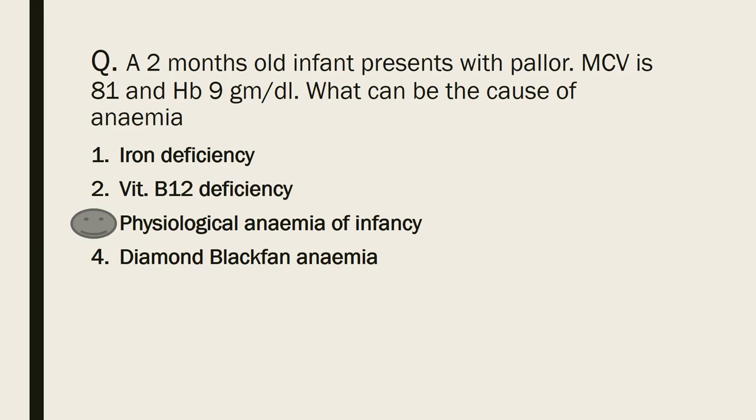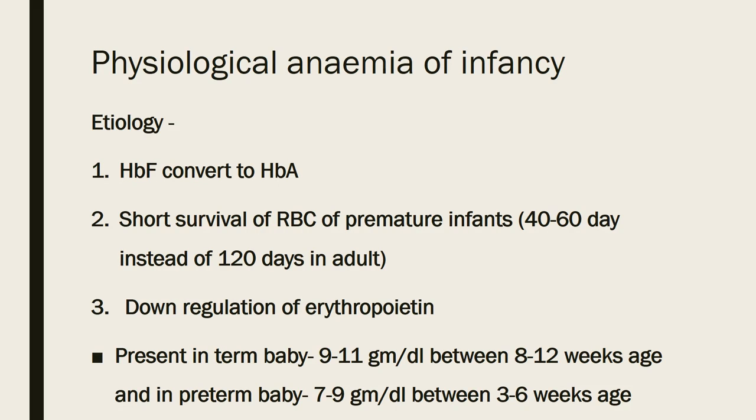Answer is physiological anemia of infancy. Physiological anemia of infancy is due to hemoglobin F converting to hemoglobin A and the short survival of RBCs of premature infants. It is 40 to 60 days instead of 120 days, which is in an adult. And at this age, in the first 2-3 months, downregulation of erythropoietin is there.